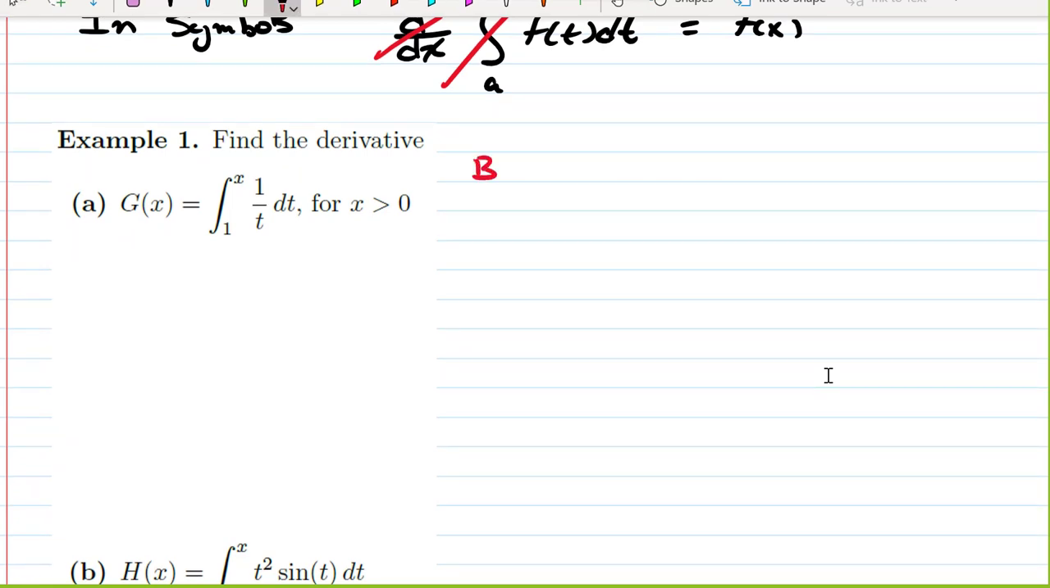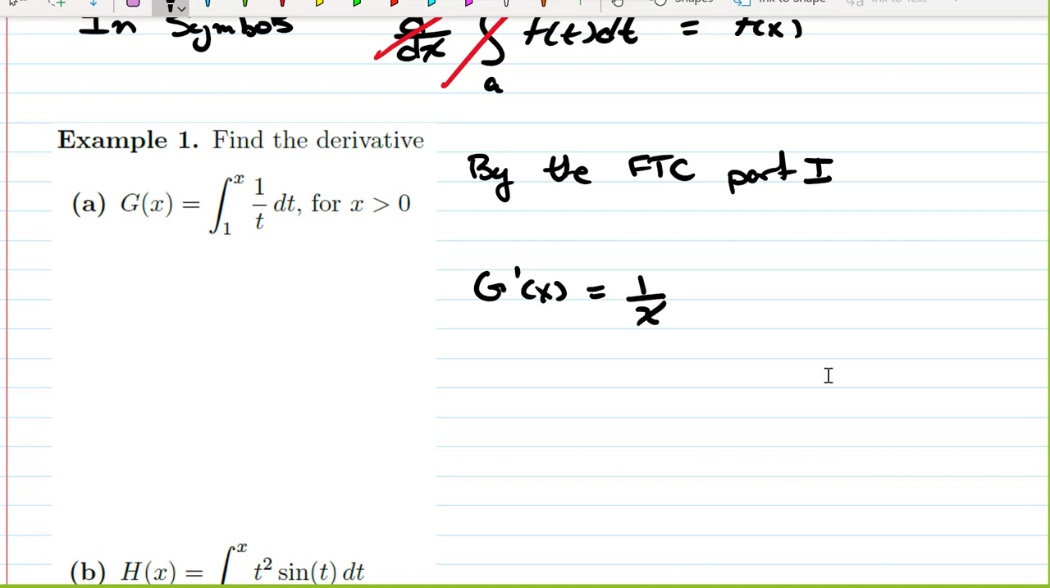So by the fundamental theorem of calculus part 1, we have that g prime of x is equal to 1 over x. So we take our upper limit of integration and we replace it in our f. So our f of t was 1 over t. So then our derivative is f evaluated at x.